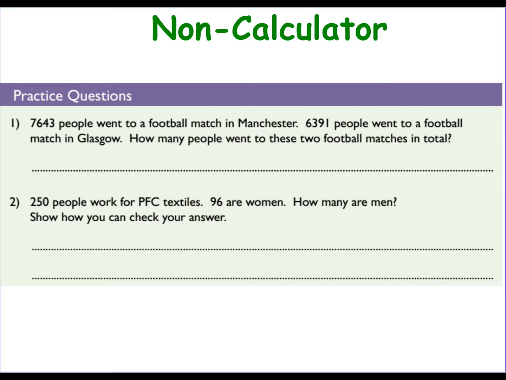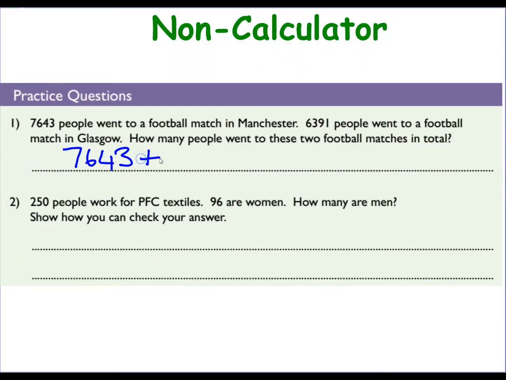So in question 1, it's telling us that there are 7,643 people that went to a football match in Manchester. 6,391 people went to a football match in Glasgow. How many people went to these two football matches? So it's asking us to add the two numbers together.